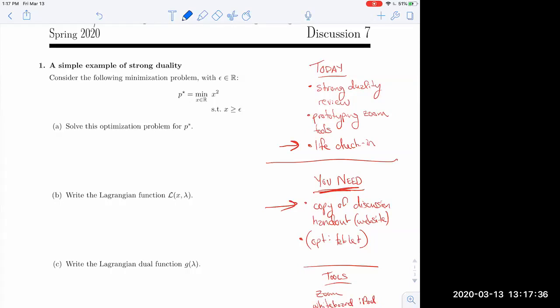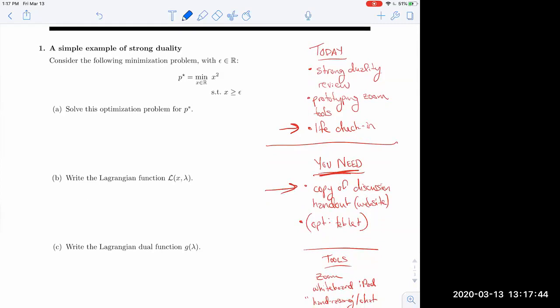For this first problem, which is a simple example of strong duality, we're looking at a minimization over a scalar quadratic x squared, subject to x being greater than or equal to some epsilon, which we haven't defined yet. For part A, we're just asked to solve this optimization problem for p star directly. So just solve the primal problem.